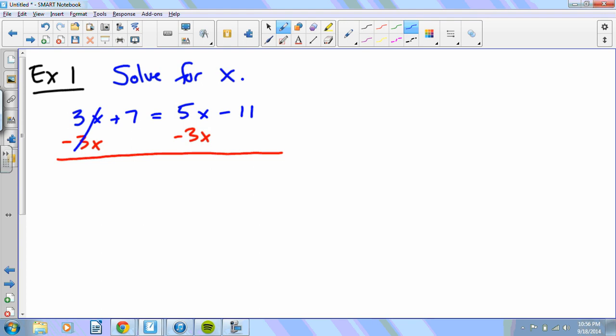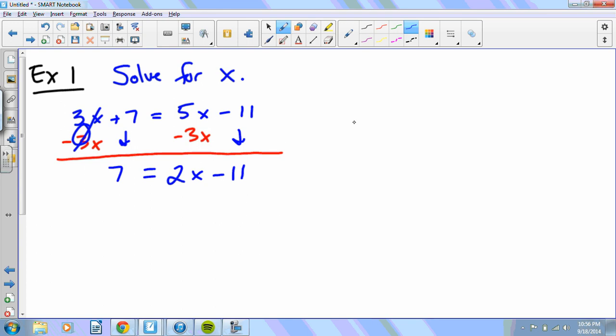3x minus 3x, those cancel out for me. Bring down the 7 equals time. 5x minus 3x is 2x. Just do the subtraction. And I didn't bring down 11 yet, so bring that down. Okay, I've moved my variables to the right.